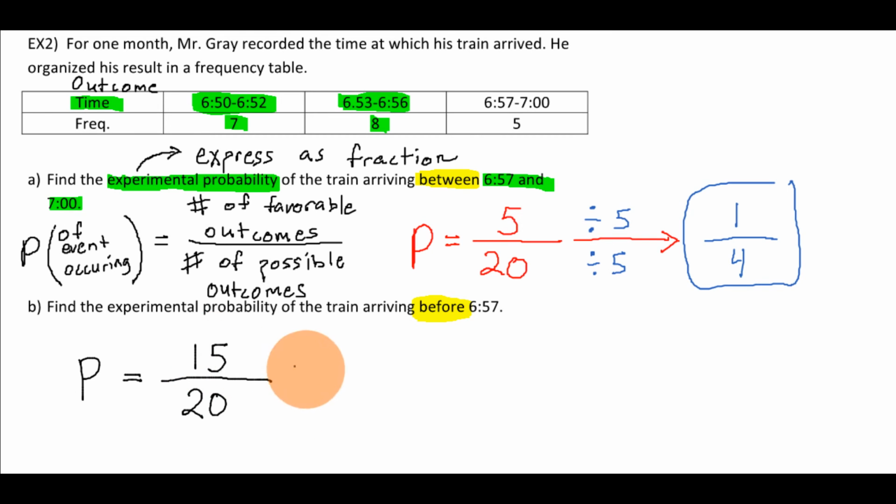Now this fraction can be simplified. So I see that 5 goes into both of these values. If I divide the bottom by 5, I've got to do it to the top. Or vice versa, if I did it to the top, I'd have to do it to the bottom. So 15 divided by 5 gives me a value of 3. 20 divided by 5 gives me a value of 4.